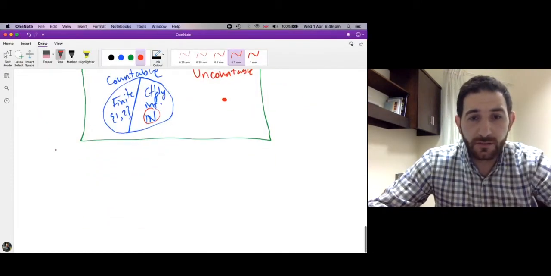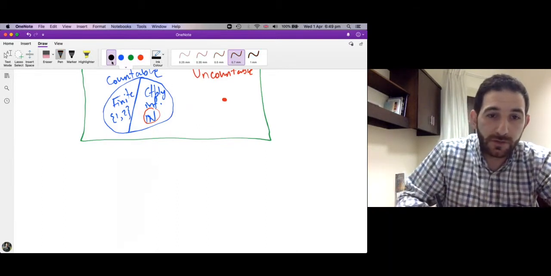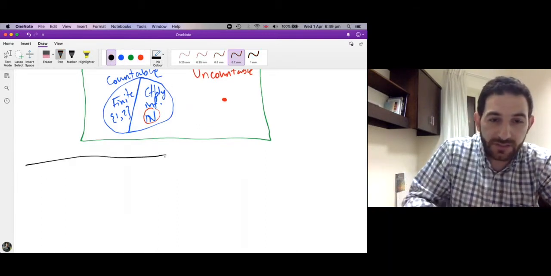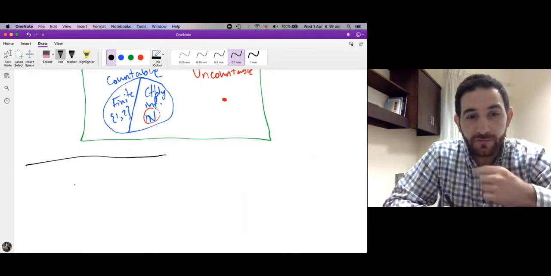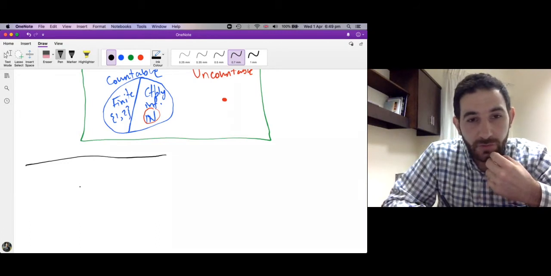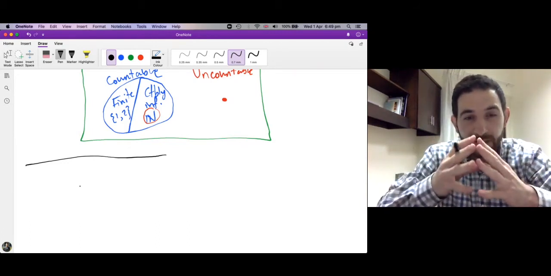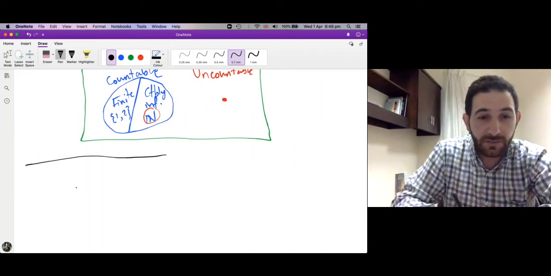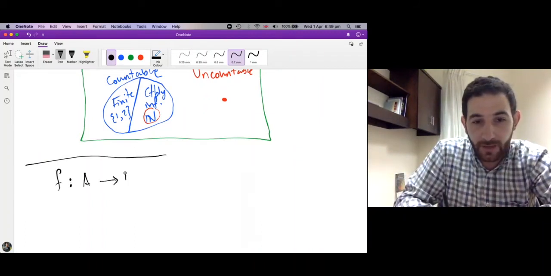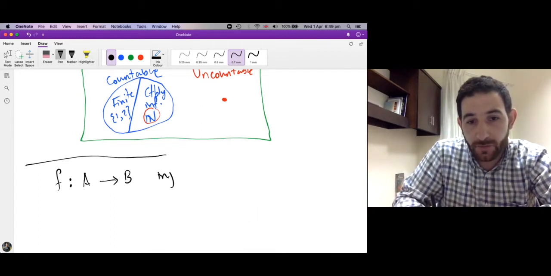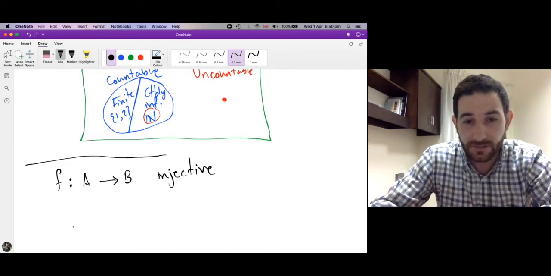Okay, let me finish this session with two more points. Now let's look at what it means when we have just an injective function. We've seen before that when we have a bijective function between set A and set B, this means that they have the same number of elements. What does it mean when we have a function f from A to B, and all we know about it is that it is just an injective function?